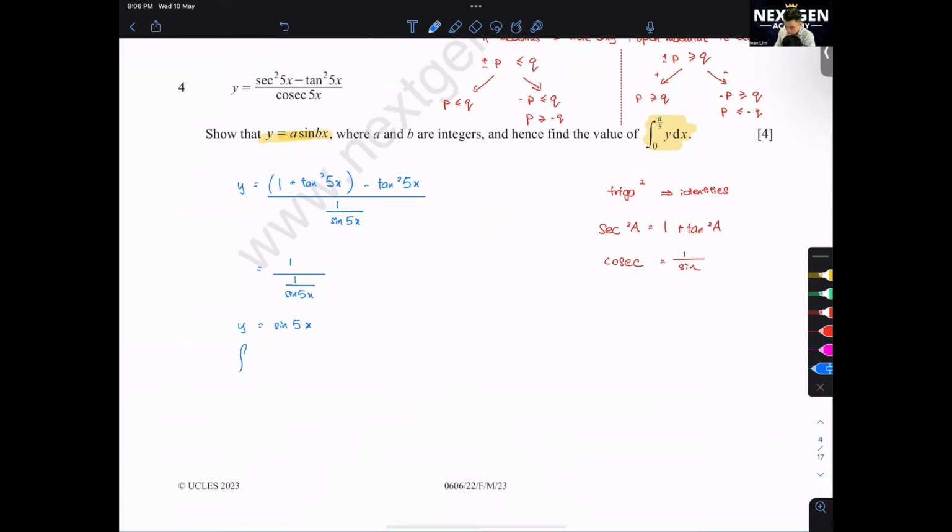All right, so I'm going to integrate this. Sine 5x, which we want from 0 to pi over 5 dx. Okay, so S will go to negative C when I integrate it. So here, you'll get negative 1 over 5 cos 5x. Sub in the value, pi over 5.